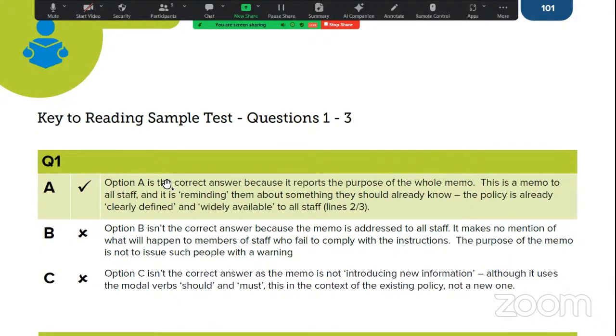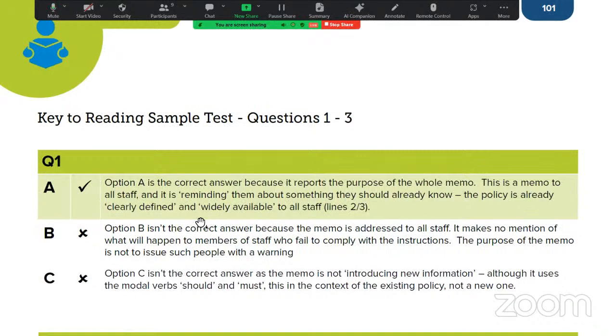So option A is the correct answer because it reports the purpose of the whole memo. This is a memo to all staff and it is reminding them about something they should already know. The policy is already clearly defined and widely available to all staffs.